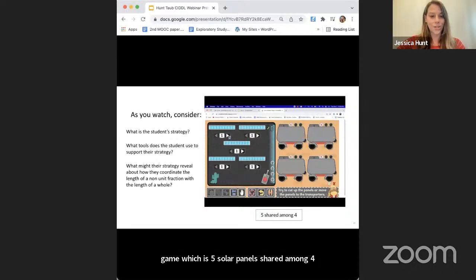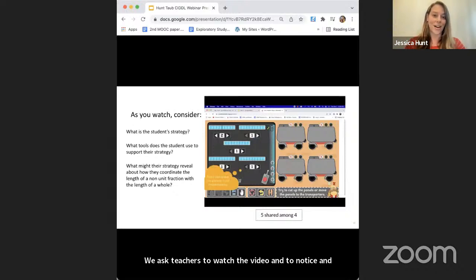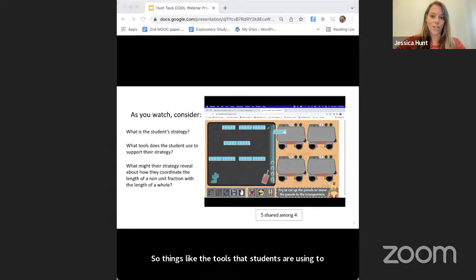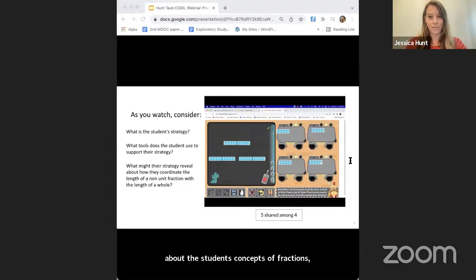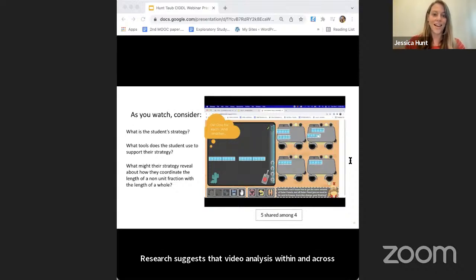We ask teachers to watch the video and to notice and discuss the student's strategy that they see in this video. So things like the tools that students are using to support the strategy and what the strategy may reveal about the students' concepts of fractions. Research suggests that video analysis within and across a range of possible strategies actually promotes teachers' anticipation of student thinking and can actually improve their teaching.